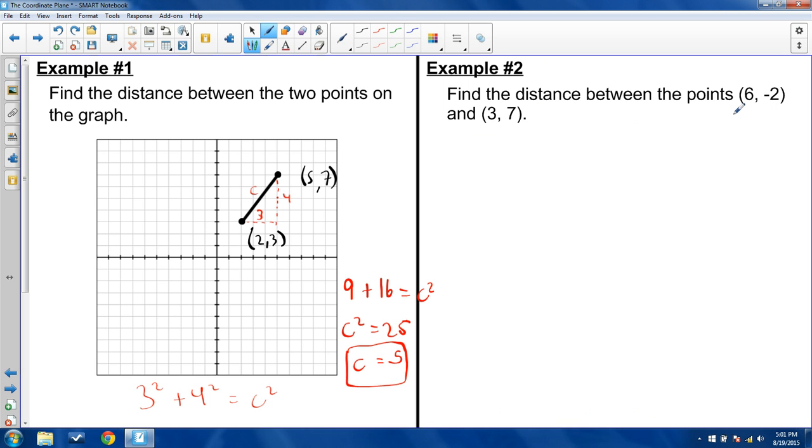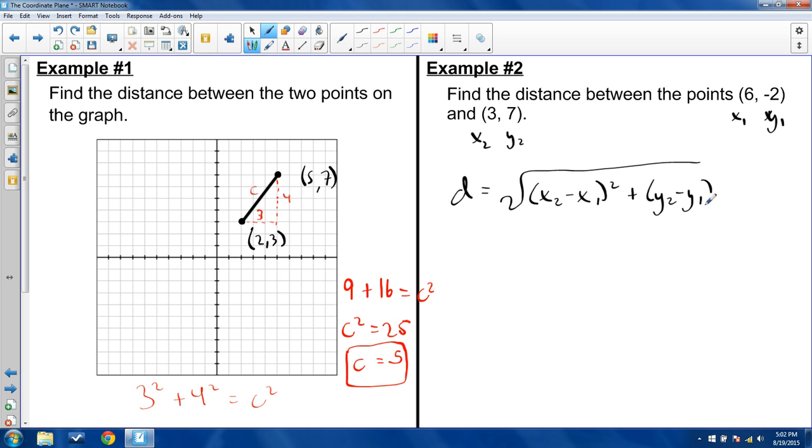So I'm going to label this one as my x1, y1, and this one as my x2, y2. Okay, that way I can subtract x1 from x2 and then y1 from y2. So distance formula, once again, is the square root of x2 minus x1 quantity squared, the difference in your x's, then square it, and then the difference in your y's, the distance between them, and then square it. Remember, this is just Pythagorean theorem rewritten in a different way.